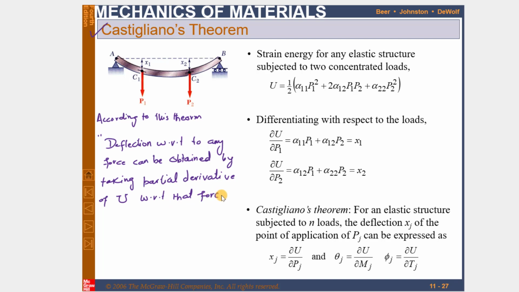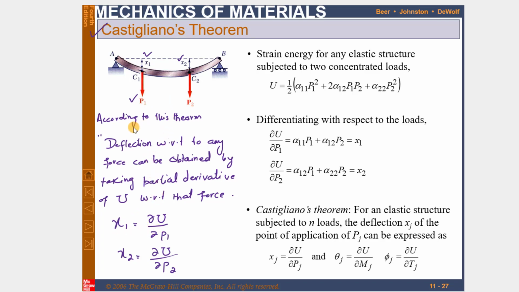Now what does it mean? Let me explain. If you are interested to find the deflection due to load P1, that is x1, you will have to take the partial derivative of total strain energy with respect to that force. So x1 will be equal to partial U over partial P1. And if you are interested to find the deflection x2, it will be equal to the partial derivative of total strain energy with respect to that force, that is P2. So this is Castigliano theorem.